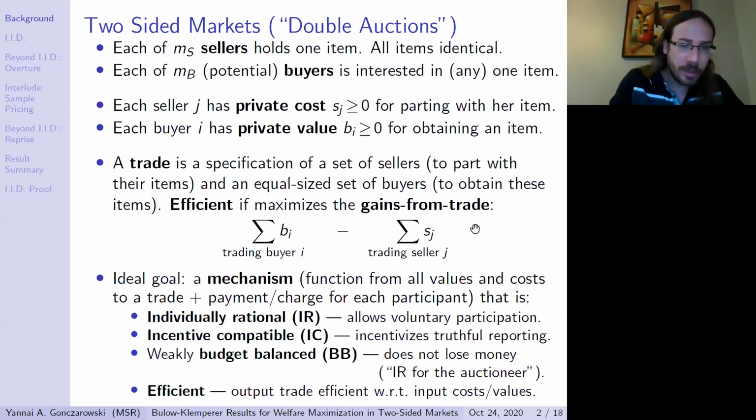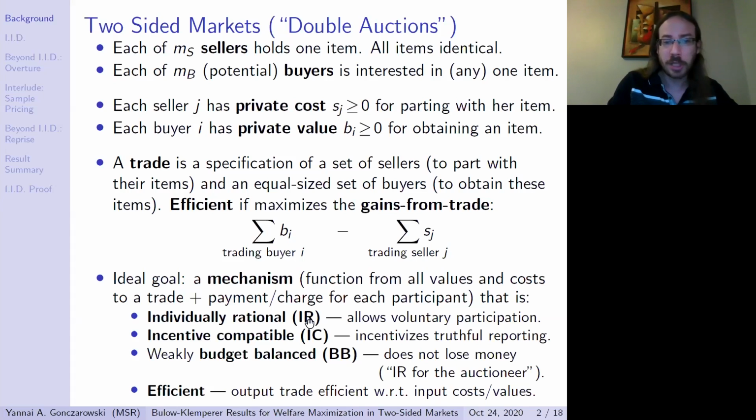And the ideal goal in this setting is to find a mechanism, that is a function from all of the values and costs, telling you, if these are the values of the buyers and these are the costs of the sellers, then here's the trade, and here are payments or charges for each participant. Usually we're going to have payments toward sellers and charges from buyers. And we want this mechanism to satisfy certain properties.